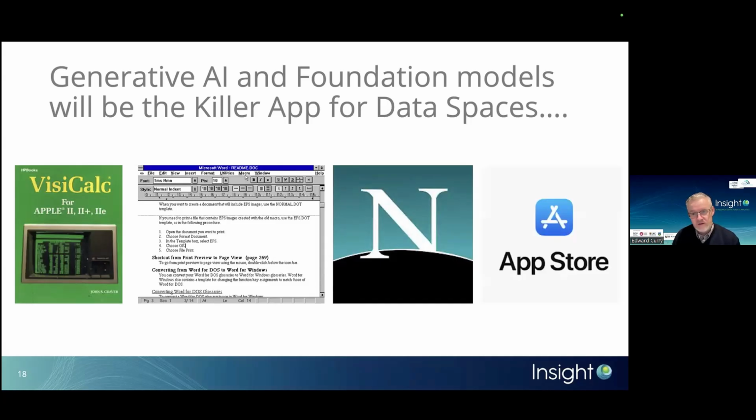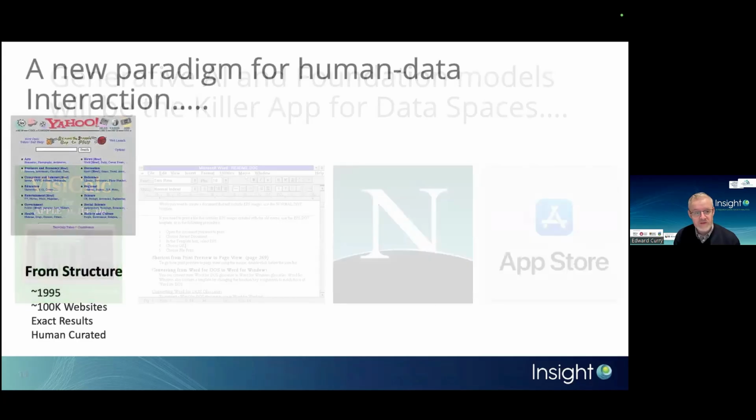And then when you look at mobile phones, the phones themselves, you know, they still allowed you to send texts, make calls, but smartphones, by introducing the App Store, changed it from being a phone to actually being a mobile computing device. So the App Store is a kind of killer app for smartphones. So in the area of data spaces, I think generative AI will be that killer app.